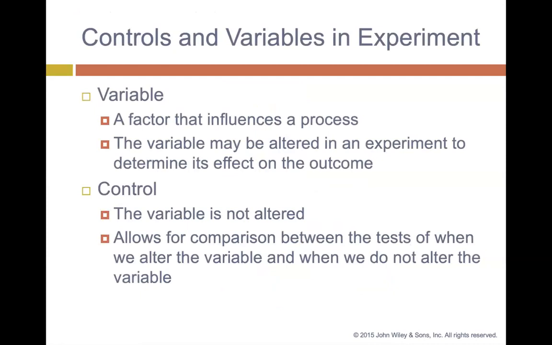When we're doing experiments, we have variables and controls. A variable is any factor that can influence a process, and the variable may be altered in an experiment to determine its effect on the outcome. A control is when the variable is not altered, and this allows for comparison between the tests of when we alter the variable and when we do not alter the variable.